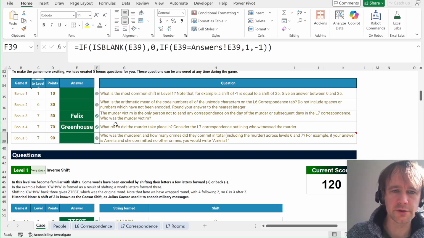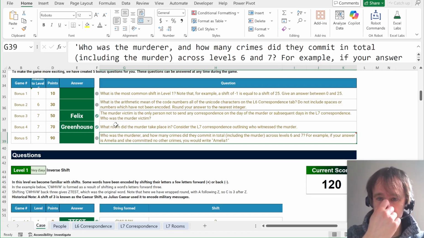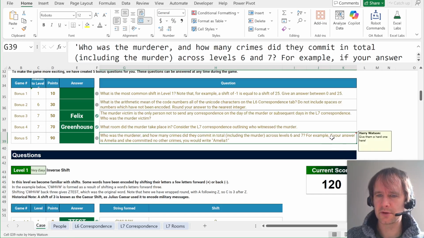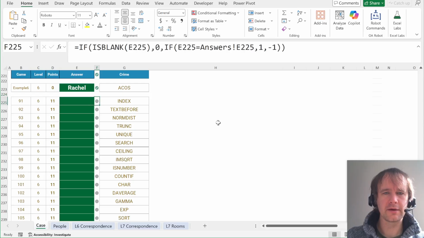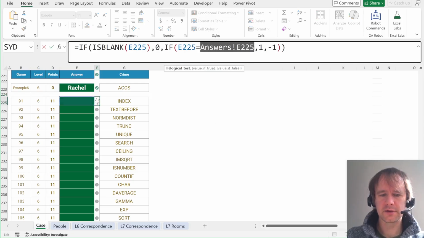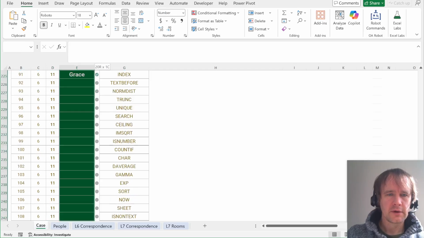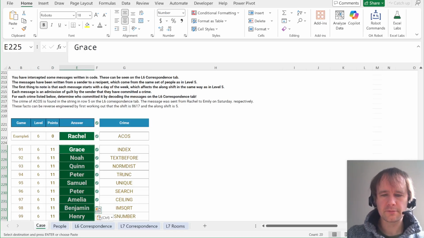And finally, the question is, who is the murderer, and how many crimes did they commit in total, including the murder across levels 6 and 7? So this is where I should have, oh, I just noticed there's a comment here. Give them a hard one here. So I'm just going to fill in the answers for level 6 because I showed you the solve approach, but sorry, it didn't need an equals there. Just because it's relevant for answering there, but the logic is the same as the other one I showed you.